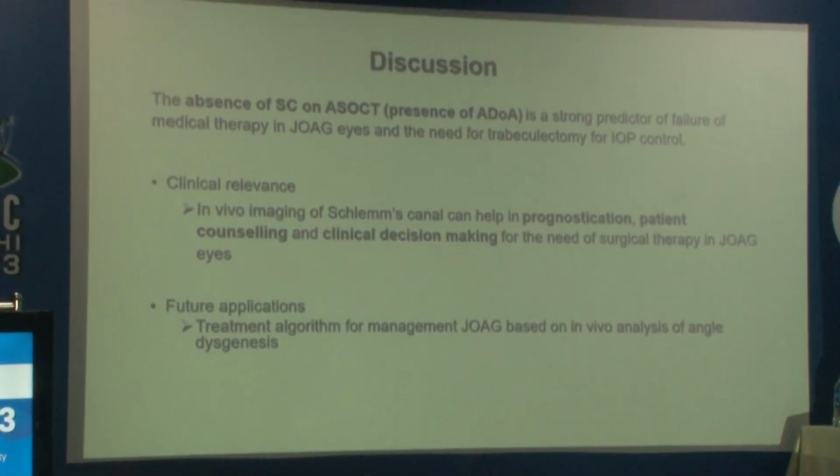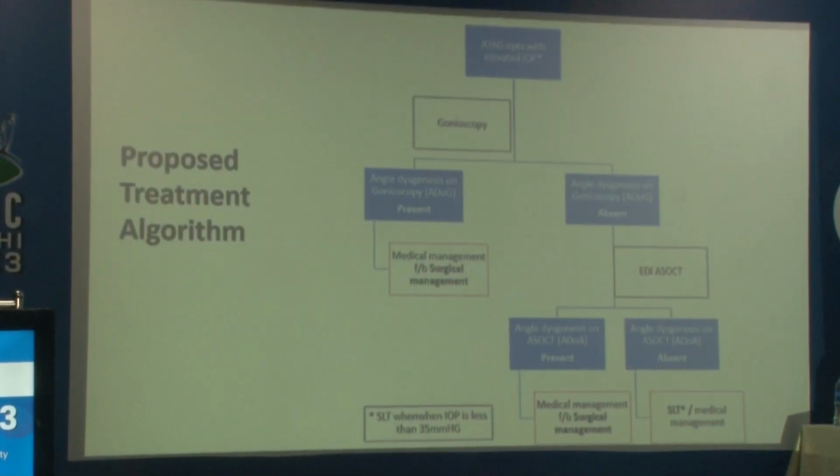Based on the previous 2 studies and this study, our group came up with this treatment algorithm for JOAG eyes, where we say that those eyes which have gonioscopically present angle dysgenesis or those eyes which have angle dysgenesis on ASOCT may be considered for surgical management and the patient may be counseled regarding the same. And those eyes which do not have any angle dysgenesis on gonioscopy and on ASOCT should respond well to medical management.